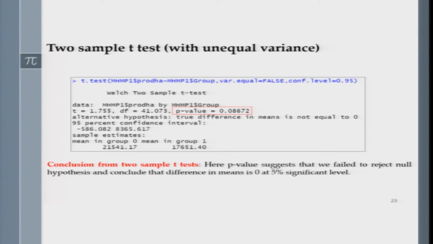So, again the code is written in the box in blue color, the first line of course, and then you get a two sample t test figures thrown at you, and then you see the p value is 0.08. So, if you now set your alpha at 0.05, then again you fail to reject your null hypothesis and conclude that difference in means is 0 at 5% significance level.